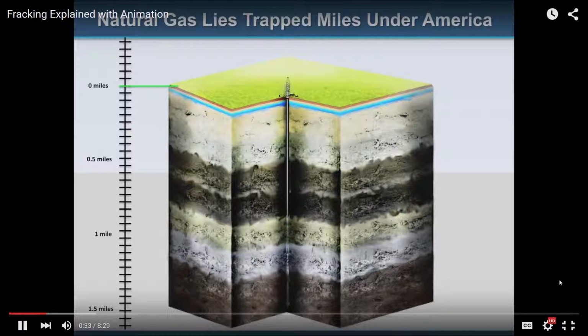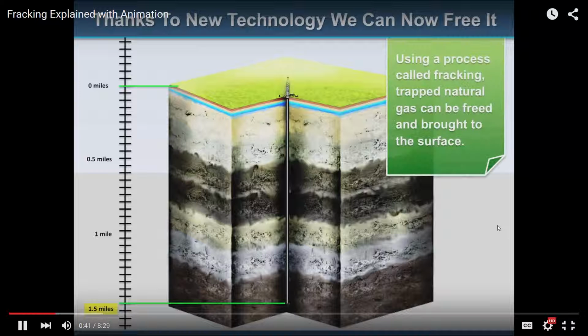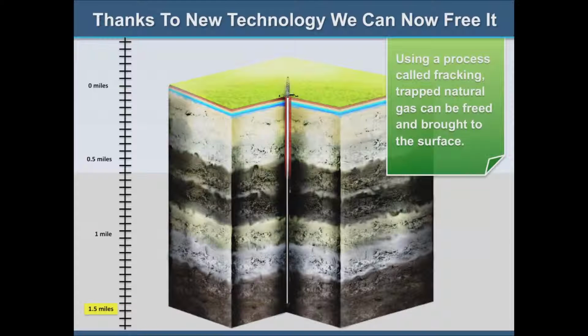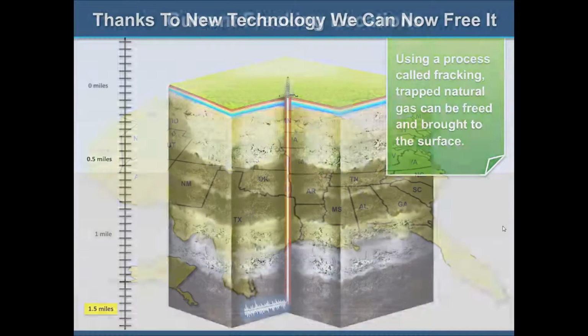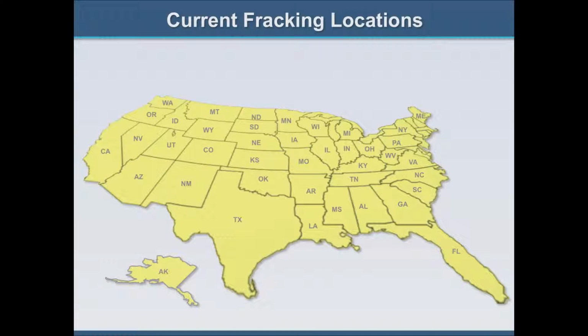Until recently, pockets of natural gas have been lying approximately 1.5 miles beneath the surface of U.S. soil. Fracking allows us to recover this resource and bring relief to the ever-growing energy crisis facing the U.S. The fracking process has been used or is currently being used in a number of states.